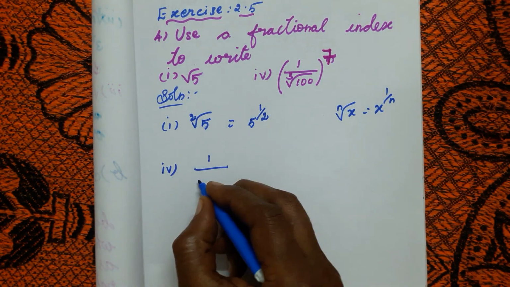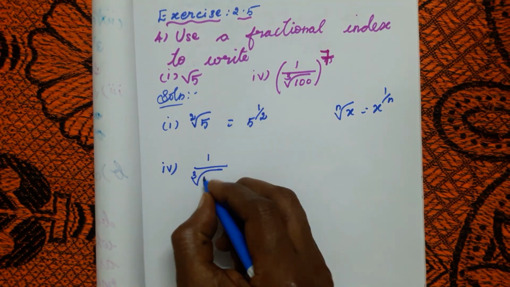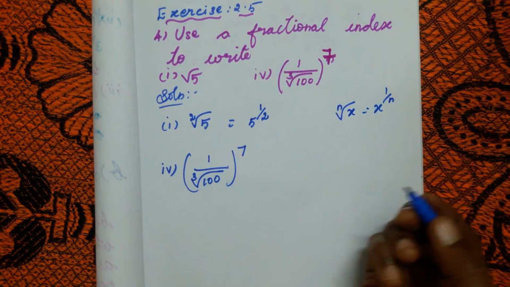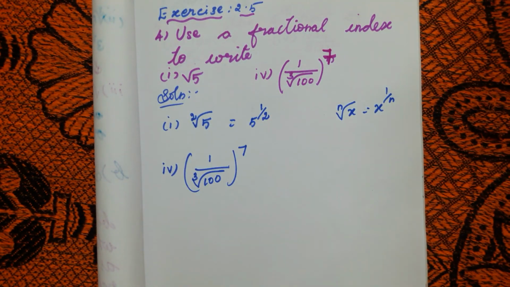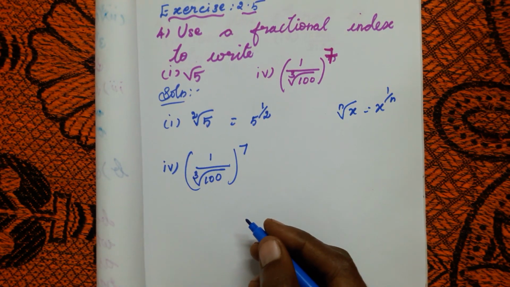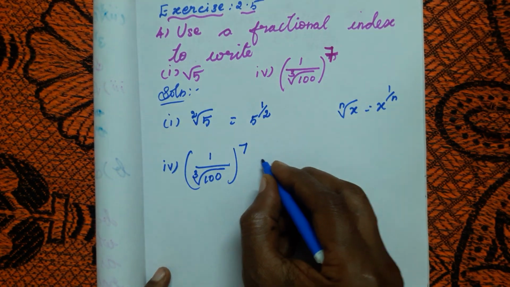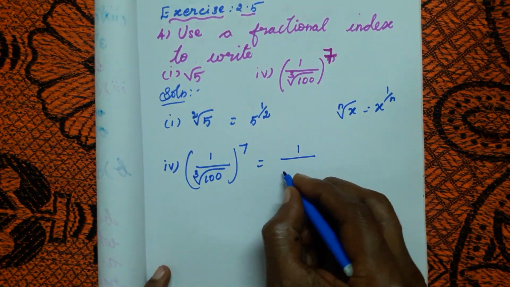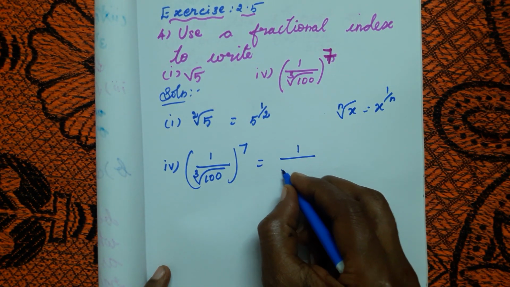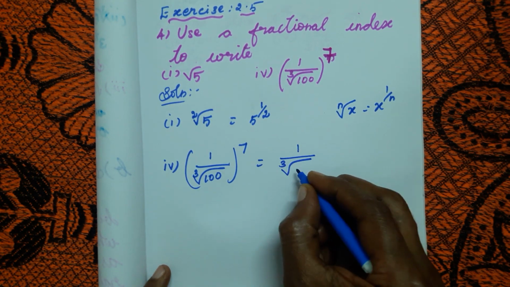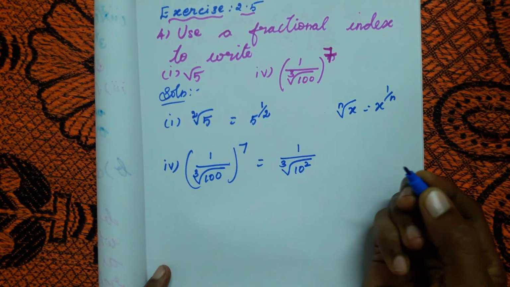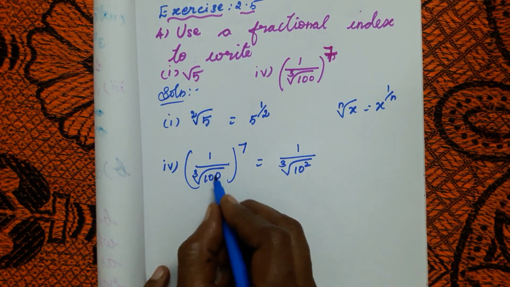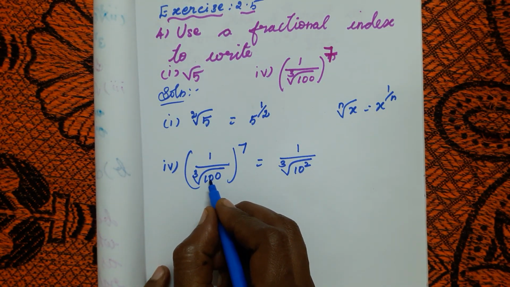Next, 1 by cube root of 100 the whole power 7. Okay, how can we do this? First, 1 by cube root of 100. Cube root of 100 means cube root of 10 square. Can you understand? This 100 is equal to 10 square. We can write it.